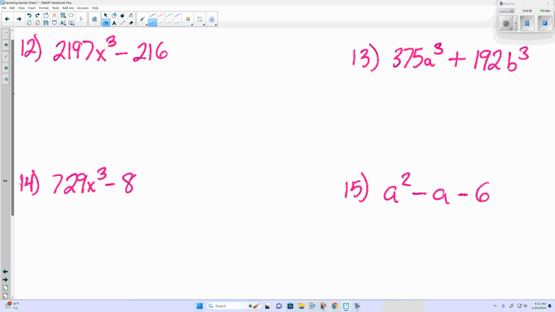2197x cubed minus 216. Well, the x cubed gives us a hint at what this one's going to be, either the sum or difference of perfect cubes. The only way it wouldn't is if the other term had an x with it. Because if it had 216x, we can factor the x out. It becomes a difference of perfect squares.